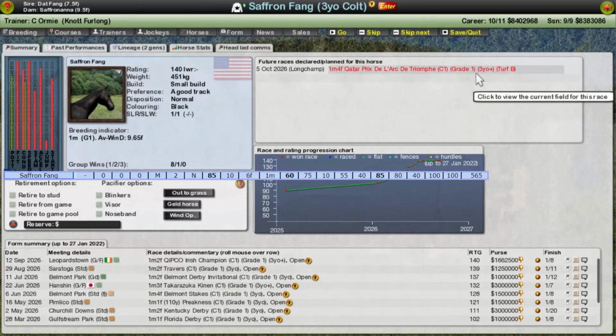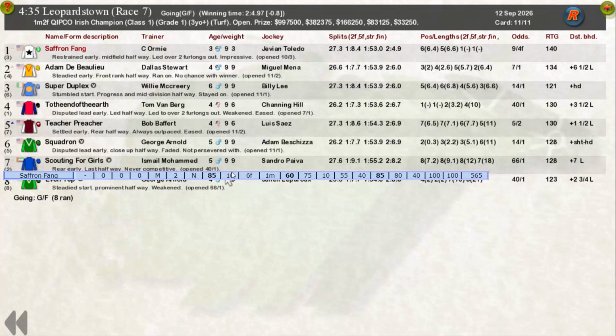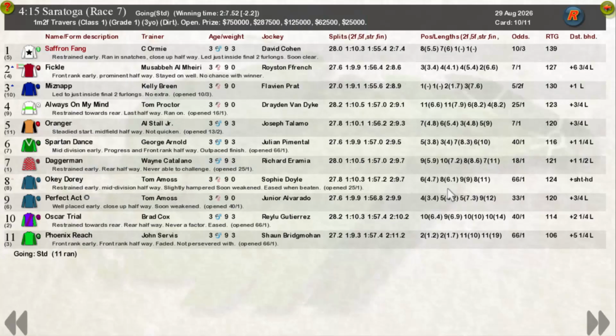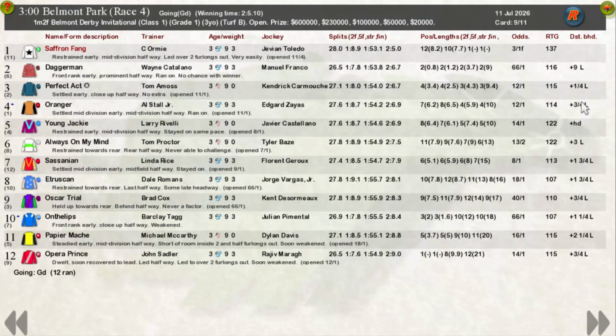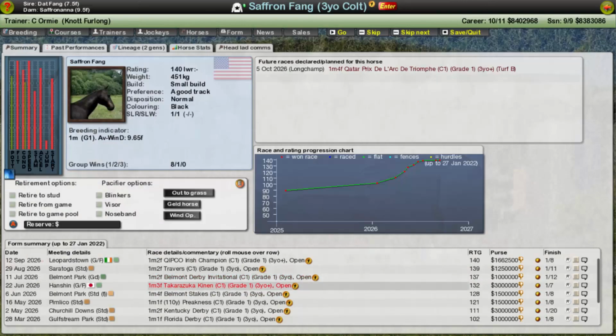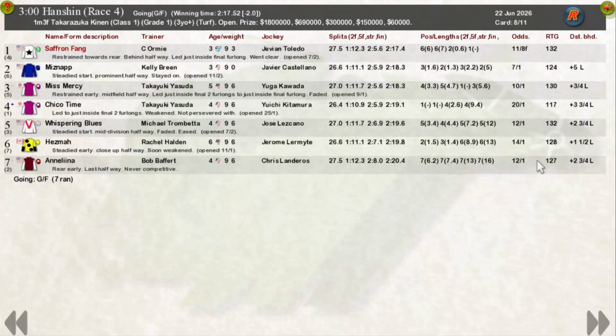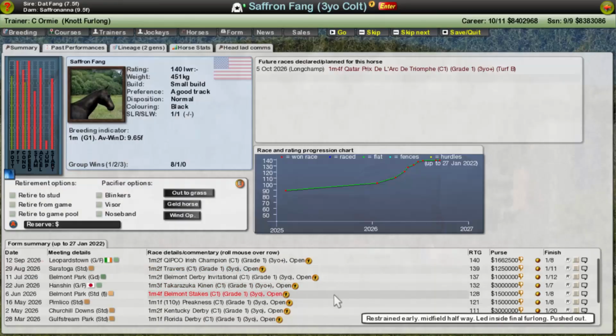It means that we can line up for the Arc de Triomphe for a mile 4, which is crazy to see my Triple Crown horse run the Arc de Triomphe in the same season. But it's also crazy seeing with these stats and how average he looked, just how dominant he is. 6.5 in the Qipco Irish Champion. 6 3/4 in the Travers, which is the 5th biggest American race of the year for a 3-year-old. Saffron Fang won by 9 lengths at the Derby Invitational at Belmont. The Takarazuka Kinen, 5 lengths in Japan.